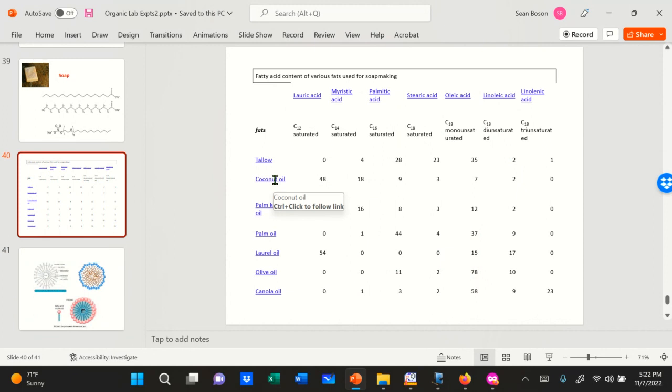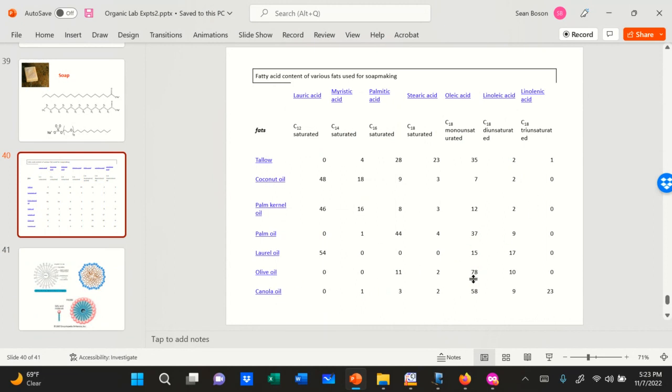Here are some of the oily substances or oils that are used to make soap or can be used to make soaps. Here's a list of different oils. Coconut oil. It has carbon numbers 12, 14, 16, 18, etc. at various proportions.